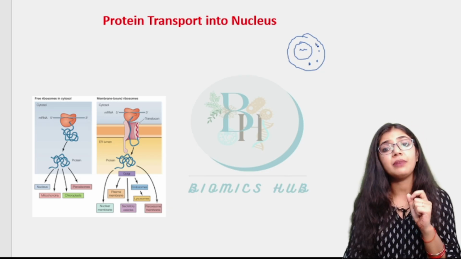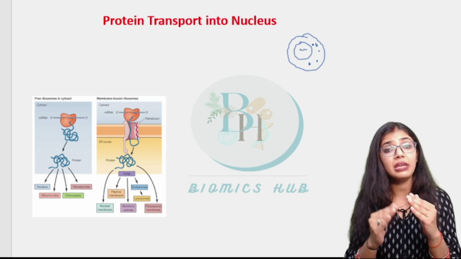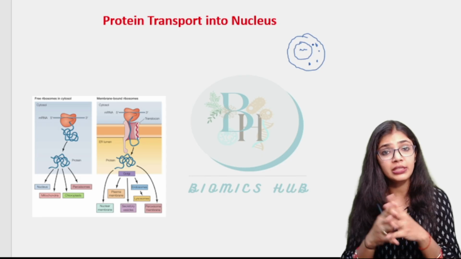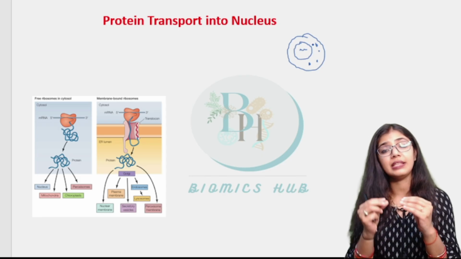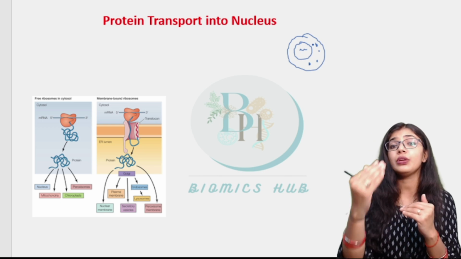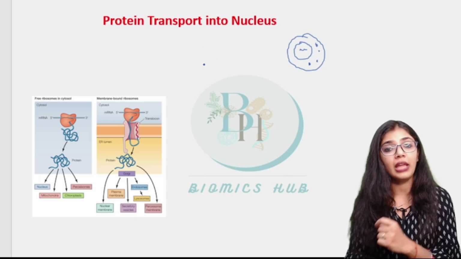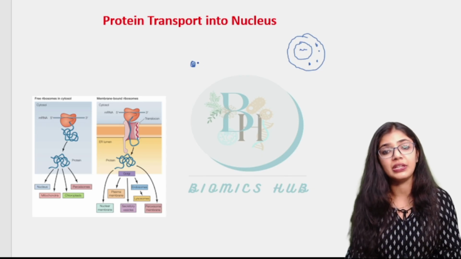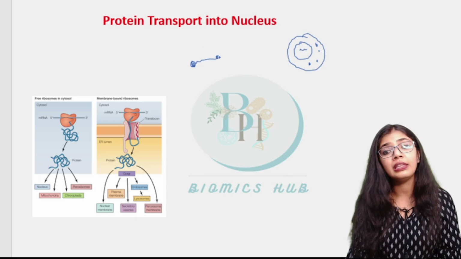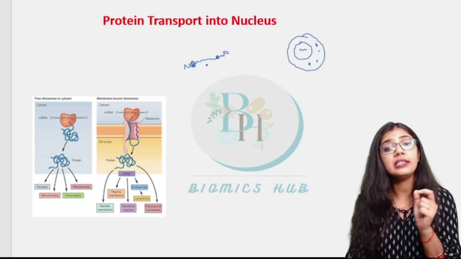The proteins present in the cytoplasm are of different types, and some of these proteins can be transferred to other organelles also. So how are these proteins recognized? How do these proteins decide whether they have to go inside the nucleus or to other cell organelles? For that, these proteins have certain signal sequences at the C terminal end or the N terminal end.